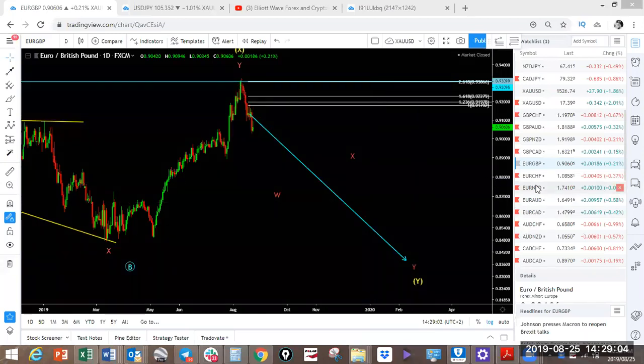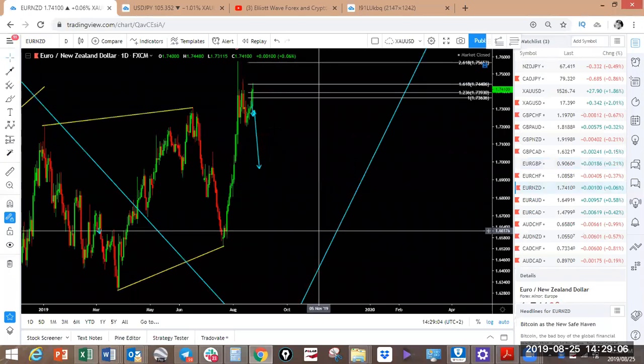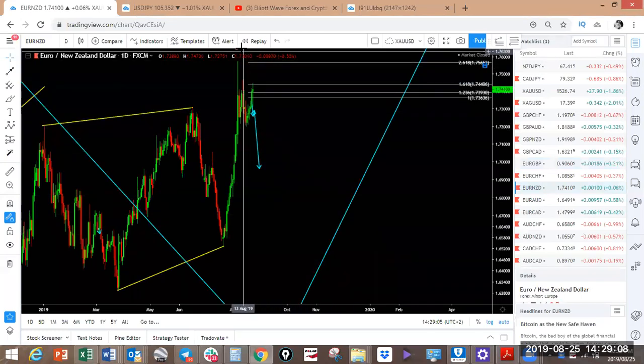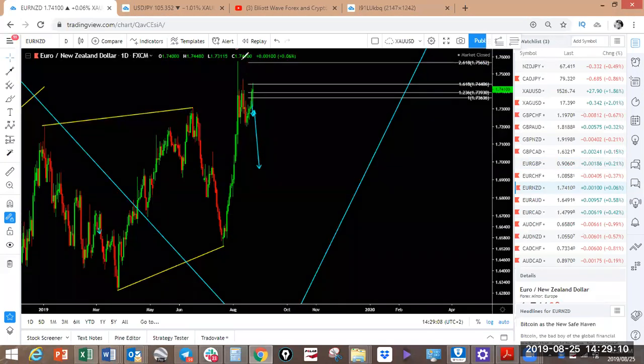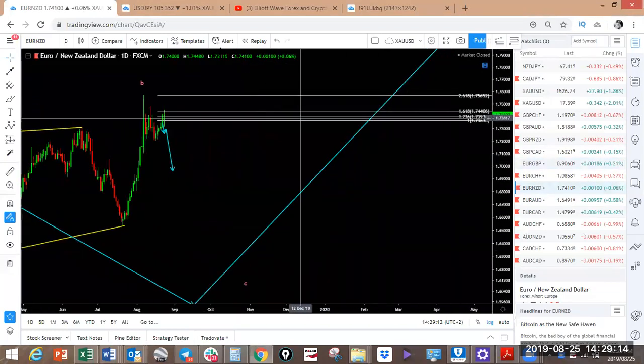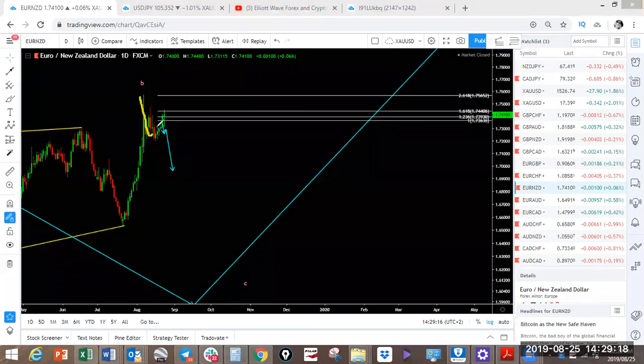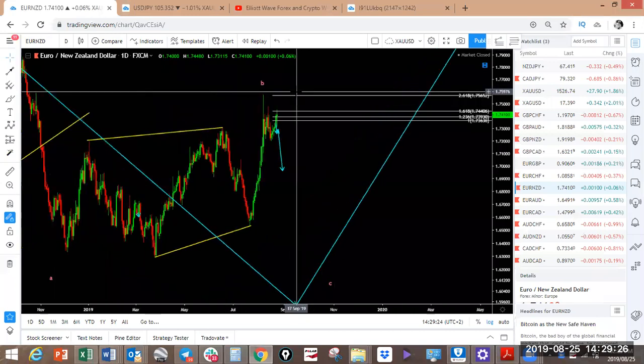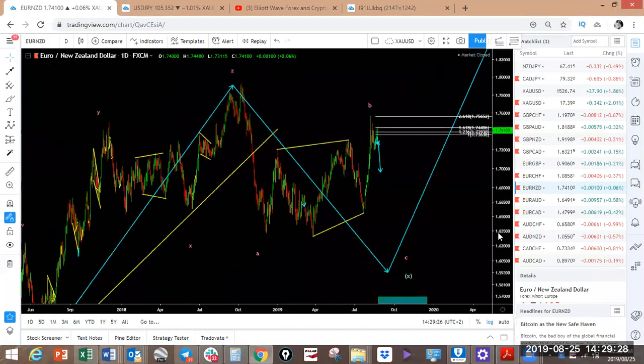Euro New Zealand. I showed you the similarity between this structure here that's happening. So there's a trend reversal pattern that happened. It's a trend reversal pattern now. What are we going to be looking for? We'll be looking for this to drop, simply because of that. So let's see how this plays out. And the reason why we want this to drop is because we've got this structure here.